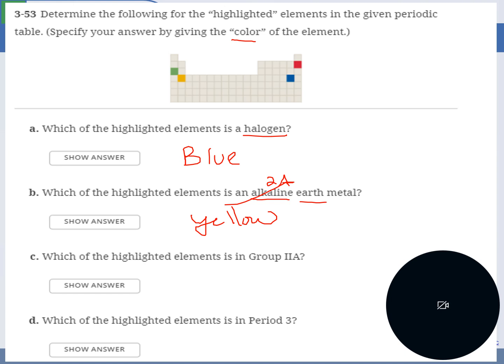Which element highlighted is in group 2A? That's yellow again. And which one is in period 3? Remember, periods go this way, so period 3 would be our green.